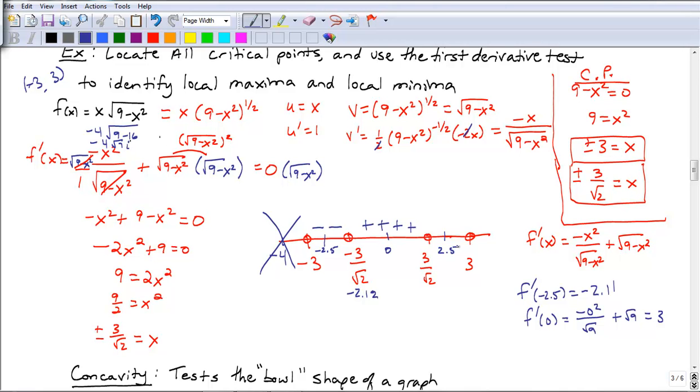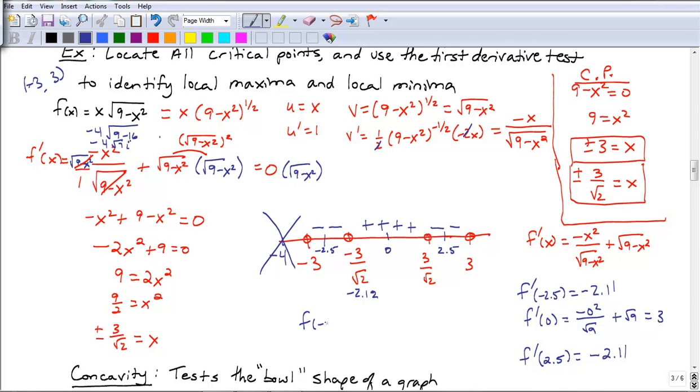Notice I get the exact same answer as I did when I plugged in negative 2.5, negative 2.11, because all the x's are squared in that equation. So whether you use a positive or a negative, it doesn't matter. You'll get the same answer out because the square takes care of the negative part. But you should plug that into your calculator and check. You'll see you get negative 2.11 when you plug in 2.5.